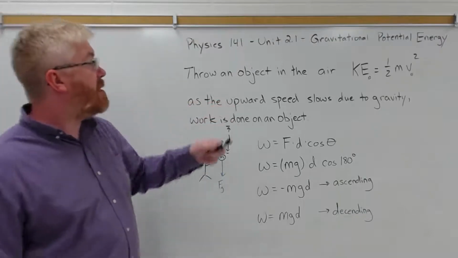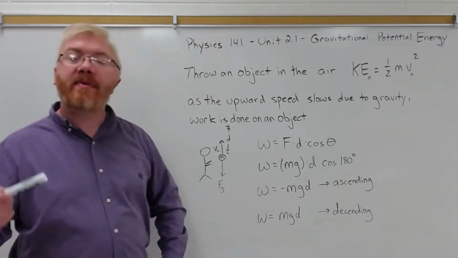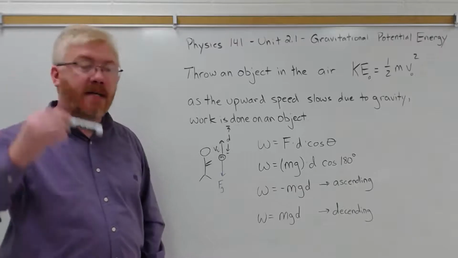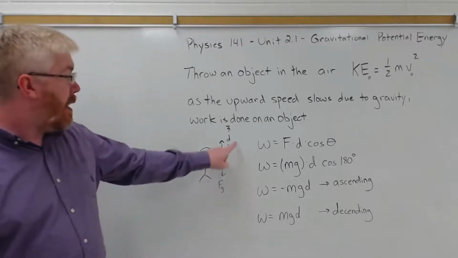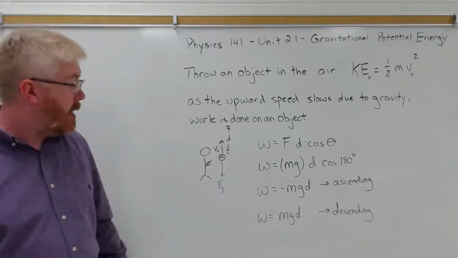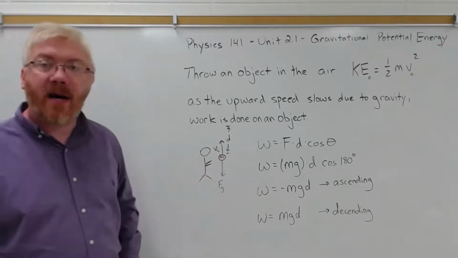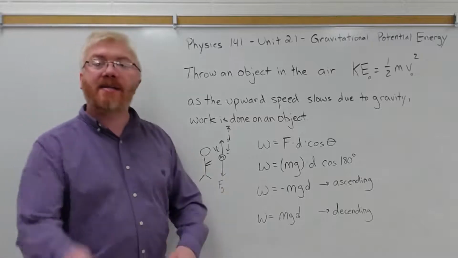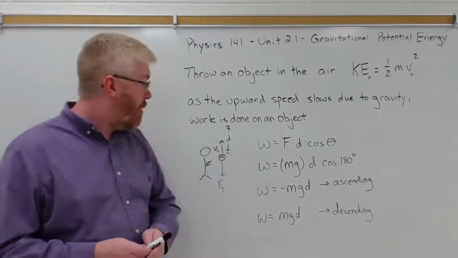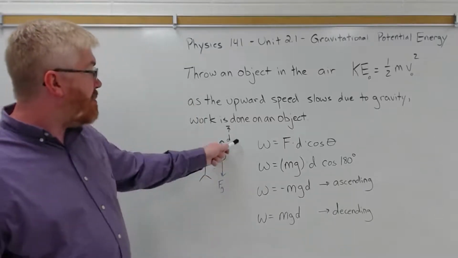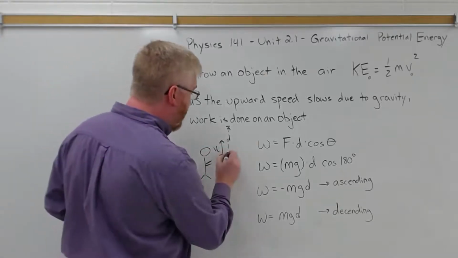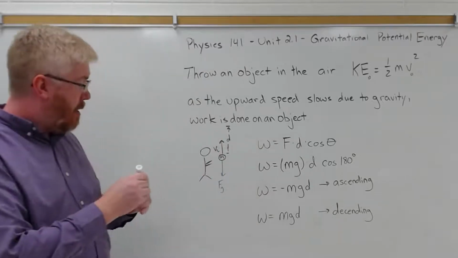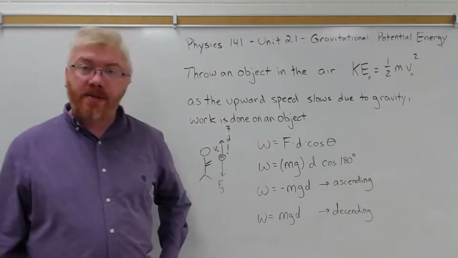As the upward speed slows due to gravity, gravity is doing work on this object as it ascends, right? So we throw it up with some initial velocity vi, it goes through some displacement d, and the force of gravity is acting downward. So during the initial ascent of this marker, as it goes up, the force of gravity and the displacement are actually in opposite directions. The displacement is upwards, the force of gravity is downwards.